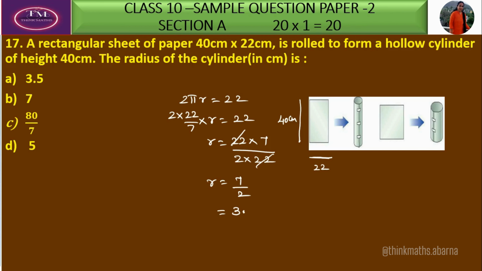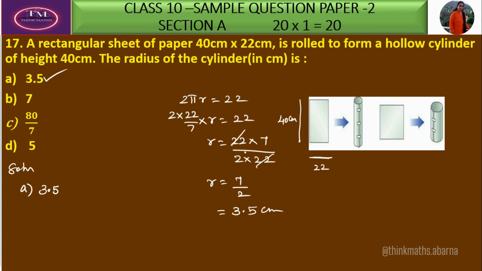If you put 10, put a decimal. So 5 2s are 10. So r is equal to 3.5 centimeter. So option A. So the solution is A, 3.5 is our correct choice.